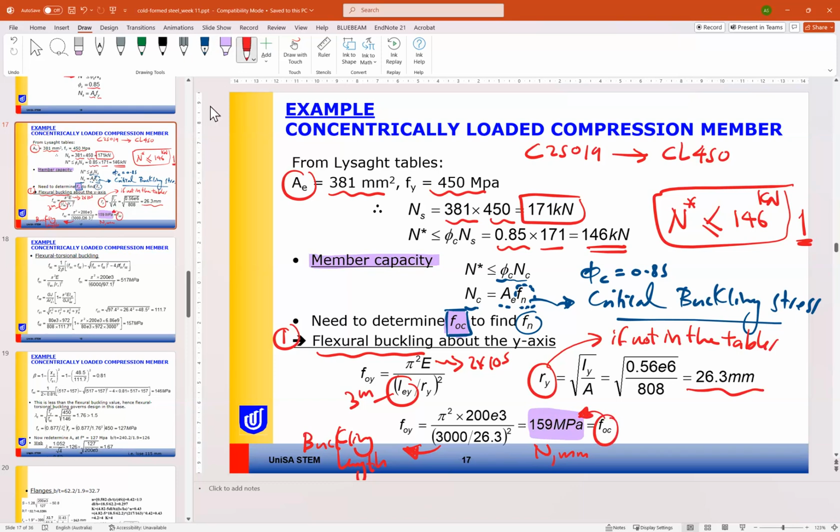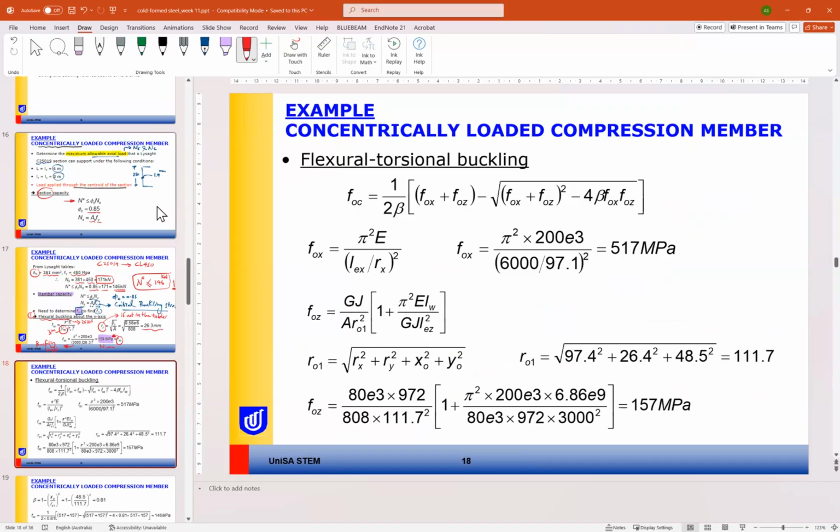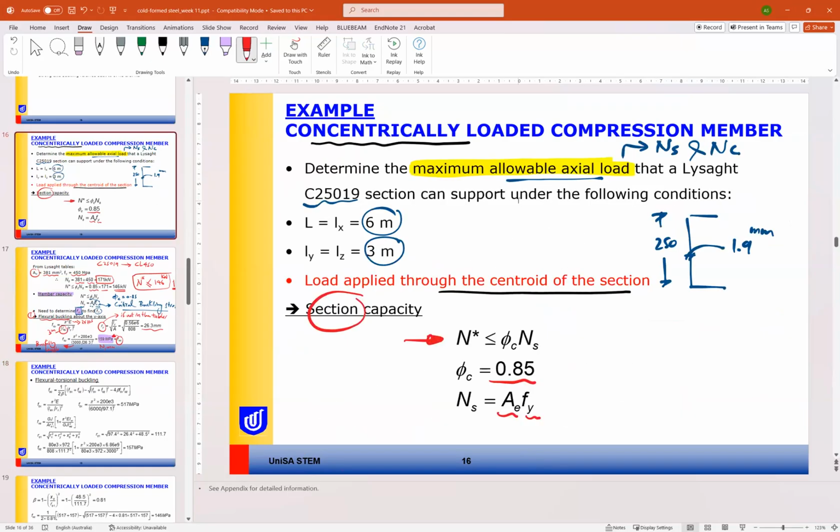But we will need to find the torsional and flexural-torsional stress, because there is no given information that we prevent the torsional or flexural-torsional buckling.